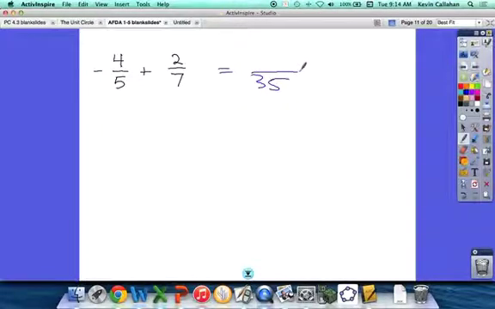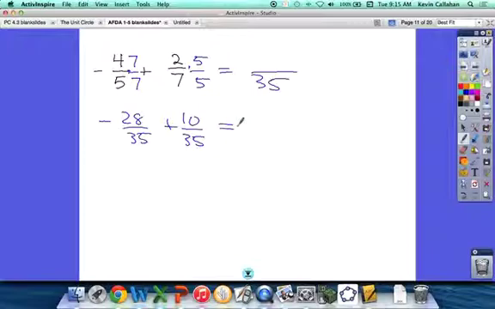Now, how do I change this 4/5 so that it has the same denominator as that? What do I multiply by? 7, right? So I multiply this one by 7 over 7. What am I going to multiply that one by? 5 over 5. Right? So now this is negative 4 times 7 is 28 over 35 plus 2 times 5 is 10 over 35. Okay, now they have the same common denominator. You can add them up.